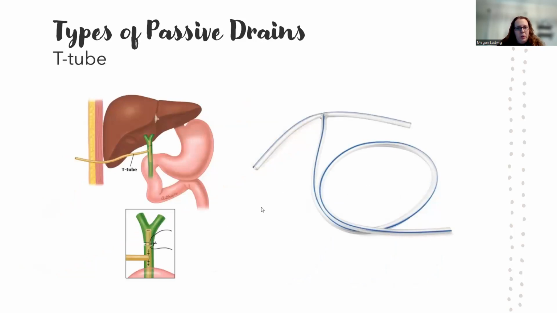Another passive drain here is called a T-tube. So this is one that is going to be used to drain the common bile duct. See how it's T-shaped here? You got one end going towards the liver, one end going towards the duodenum. Okay, so if they suspect there were stones or anything like that, the other end of the T would go out to the skin. Okay, so it's to drain the common bile duct.